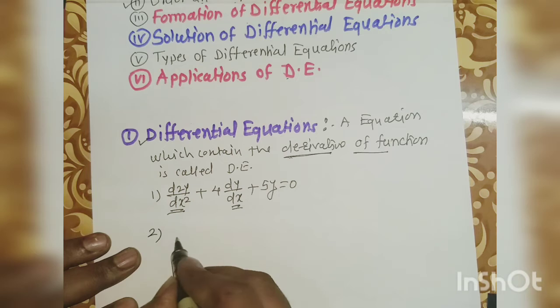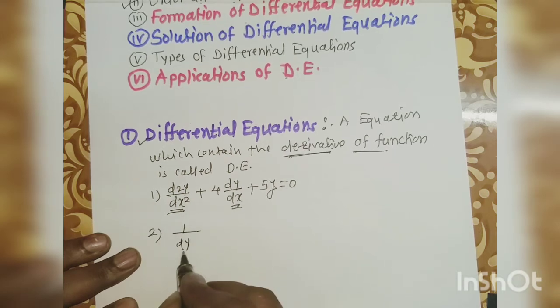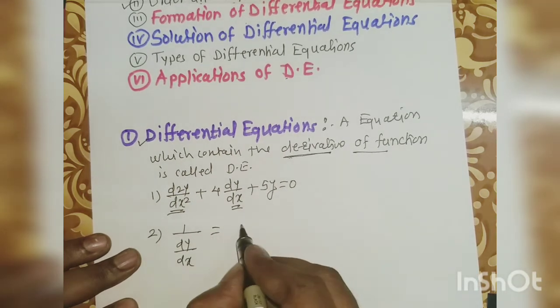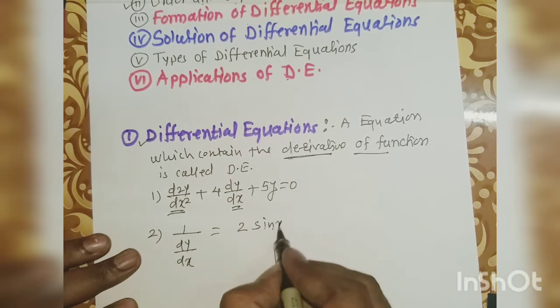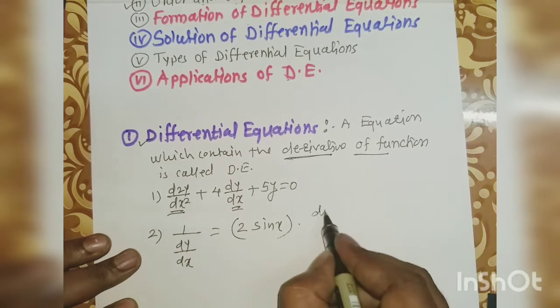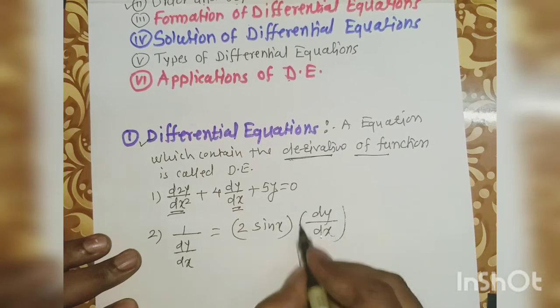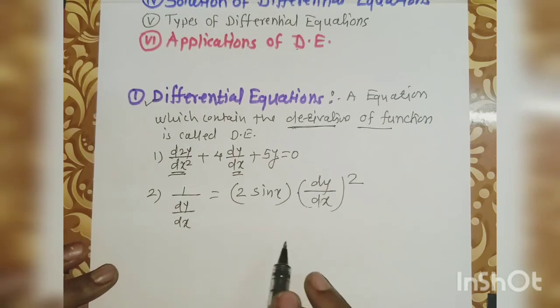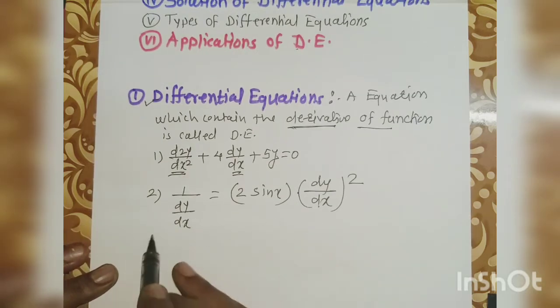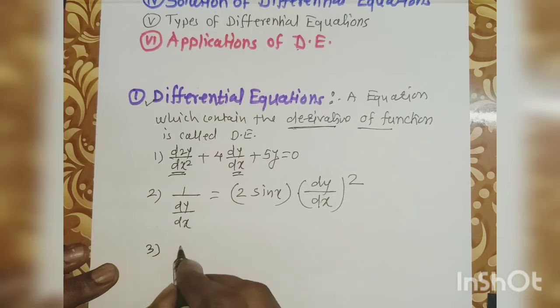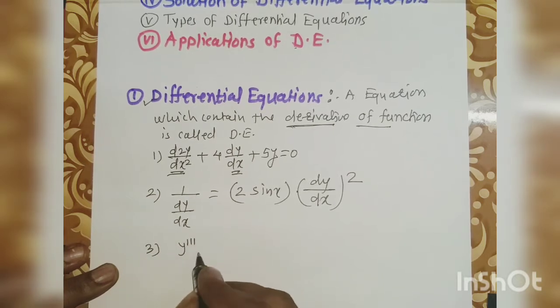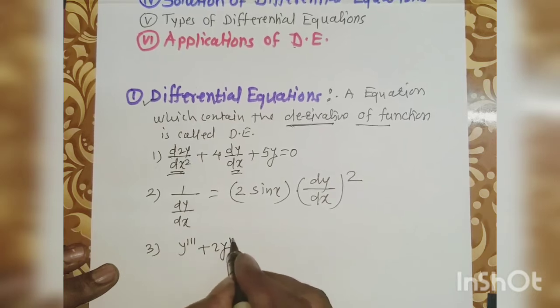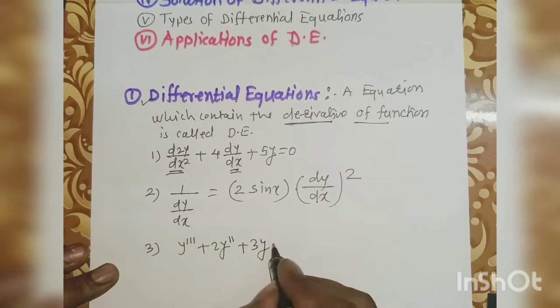We take a second example. 1 divided by dy by dx is equal to 2 sin x into (dy by dx) whole square. Now this equation also consists of a derivative term. Therefore, we say that this equation is a differential equation.